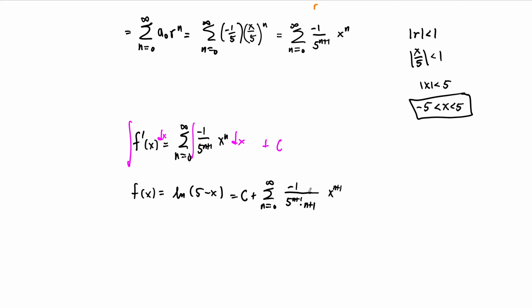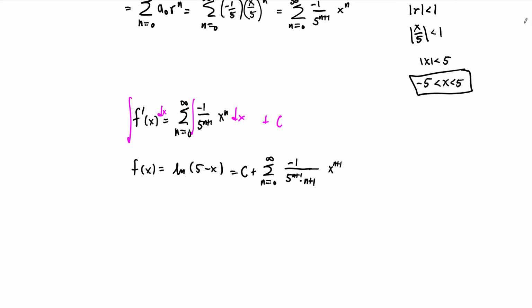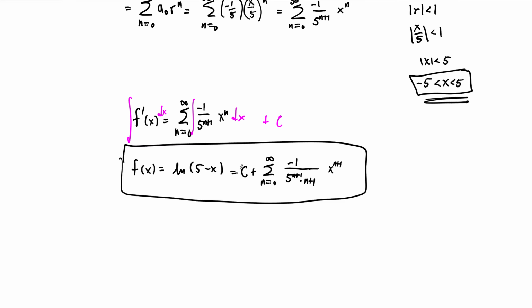All right, so this is our power series. At this point, we have to figure out what this c is. We can't just leave this. We have to figure out what c is. The easiest way to do that is to remember that this power series representation is true at least on this interval, but particularly at the center point, so at x equal to 0.